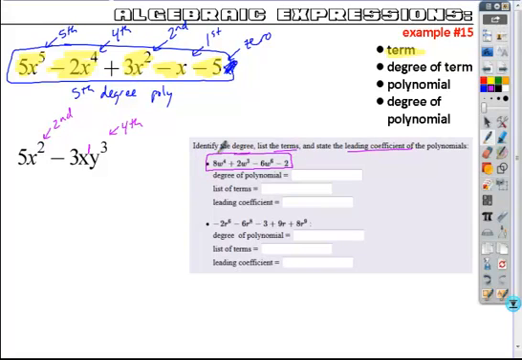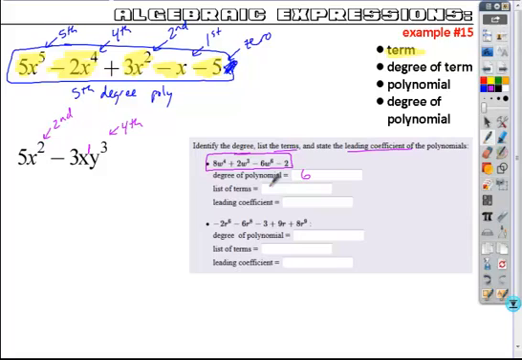this expression is not written in standard form for a polynomial because it's not in order from highest to lowest degree. So the first thing we would do is identify what is the degree of this polynomial. So the degree of the polynomial is whatever the highest degree term is, which in this case is 6.